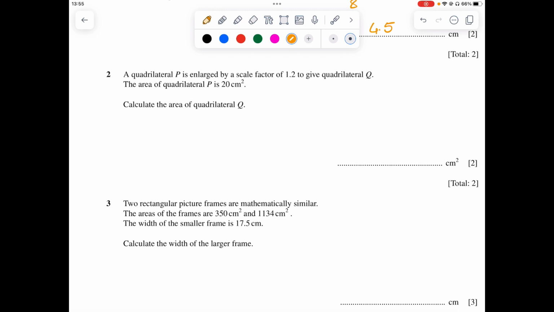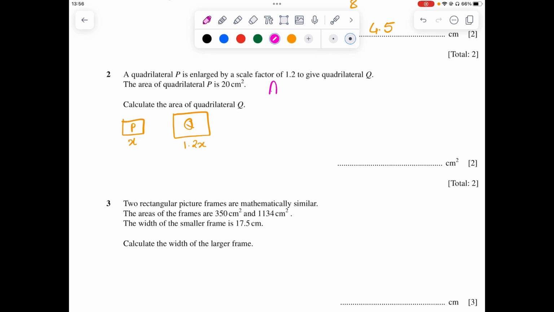Question number 2. A quadrilateral P is enlarged by a scale factor of 1.2 to a quadrilateral Q. So there was a quadrilateral P. Now I am enlarging to a quadrilateral Q. So if this side is x, this side will become 1.2x because I am enlarging by a scale factor of 1.2. It means the side has increased by 1.2. Area of the quadrilateral P is 20 centimeter square. Calculate the area of the quadrilateral Q.